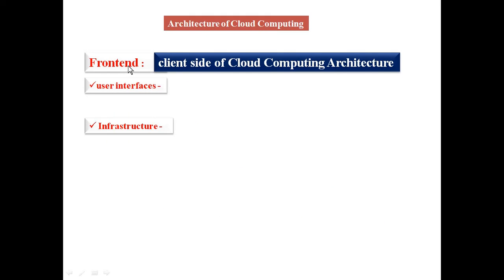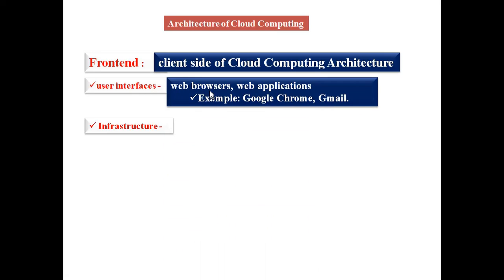The first one is front end. The front end is nothing but the client side of cloud computing architecture. I'll be explaining this front end as having two parts. One is user interfaces, another one is infrastructure. User interfaces are nothing but software parts. This is where the user interfaces with the cloud using browsers or any web application. The best example of a browser is Google Chrome, and the best example of a web application is Gmail. Other than Gmail, you may have any other application with which you will be connecting to the cloud where you have to do your job.